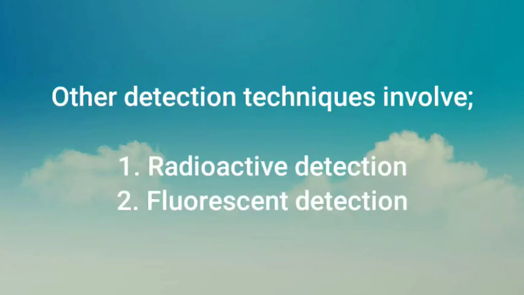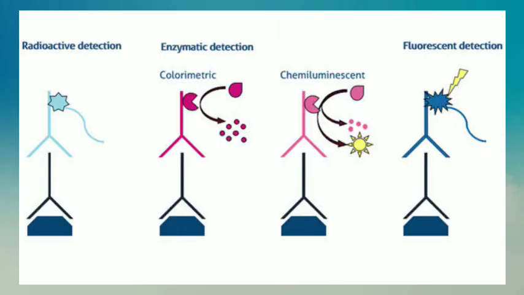There are other techniques also: radioactive detection and fluorescent detection. In case of radioactive detection, a radiolabeled secondary antibody is used. The radioisotope will cause formation of an image on the X-ray film directly. So the X-ray film is placed near the Western blot membrane and the image is produced. In case of fluorescent detection, the exciter wavelength will generate fluorescence. The presence of fluorescence is detected and considered as the sign of presence of the protein of our interest. This is it.